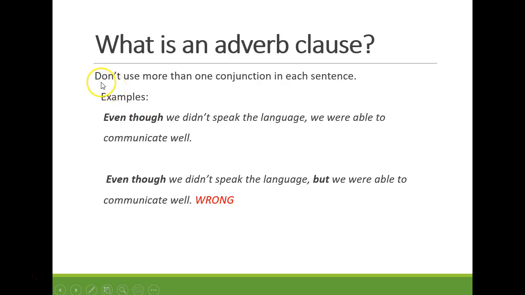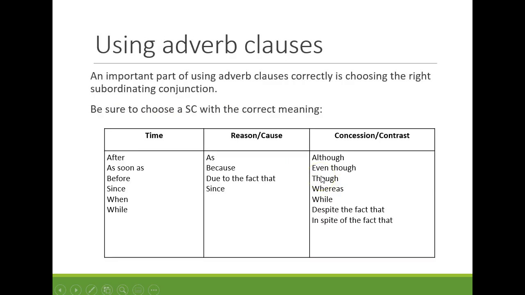Another thing, this is an error that many students make, is that they use more than one conjunction in a sentence. For example, they might say, even though we didn't speak the language, but we were able to communicate well. So here they use two conjunctions, a subordinating conjunction and a coordinating conjunction, or a FANBOYS. We don't want to use two, so we have to take off one. So here, this would make it correct. Even though we didn't speak the language, we were able to communicate well. Take off the but.